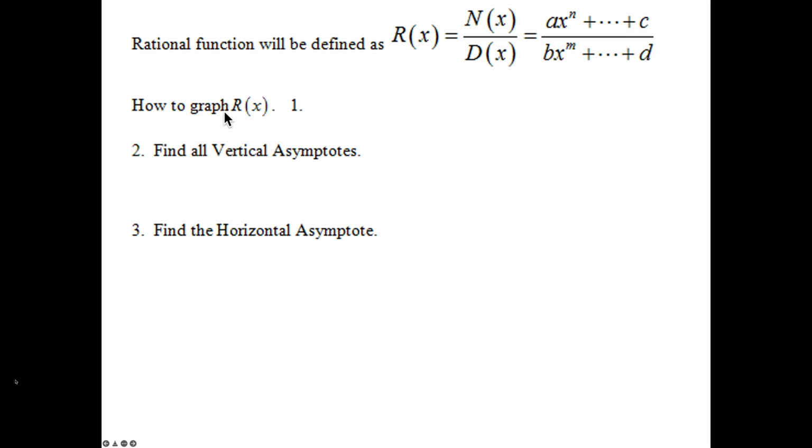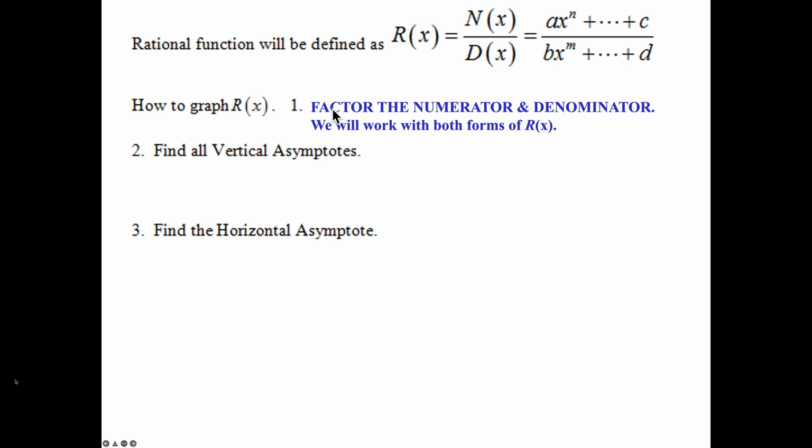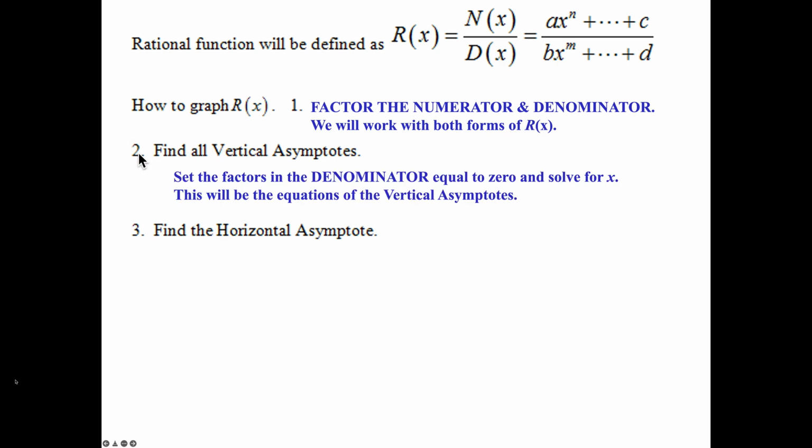When you want to graph our rational function, you're going to have to factor both the numerator and the denominator. So I'm going to call that our factored form. So this definition is polynomial form. When we factor it, it'll become factored form. To find your vertical asymptotes, you have to factor the denominator and set all your factors equal to 0 and solve for x. Once you solve for x, these will be the equations of your vertical asymptotes.